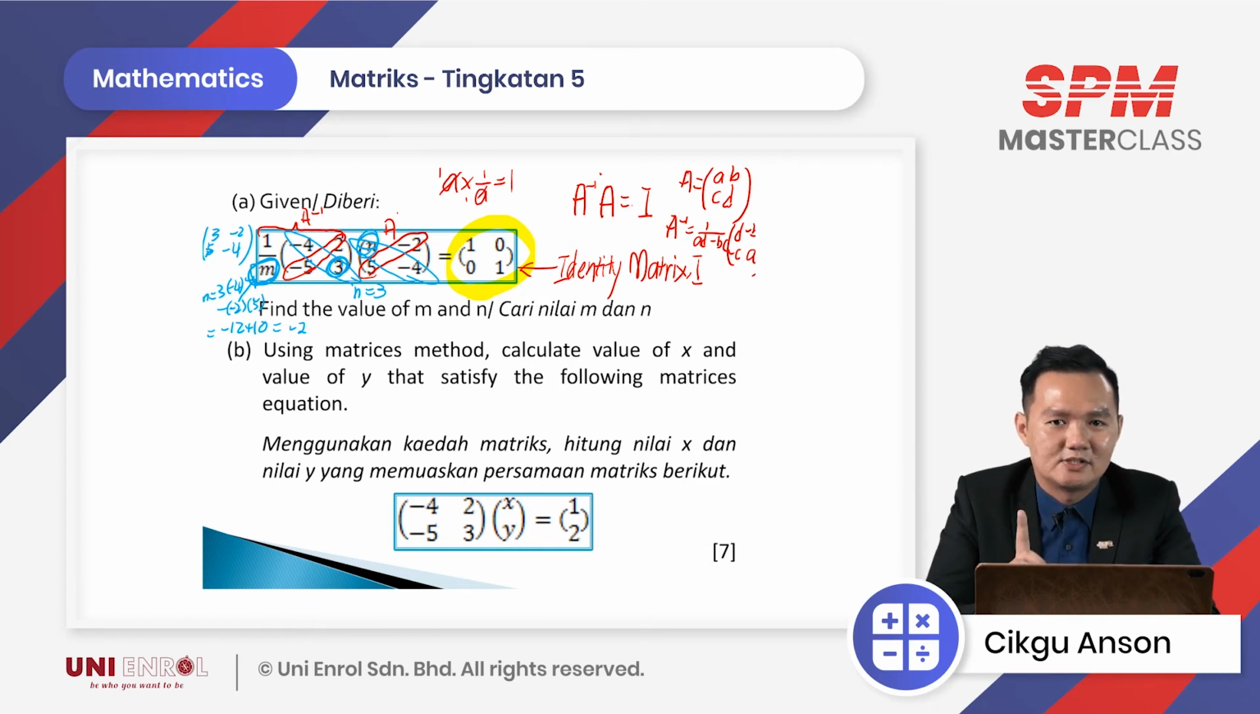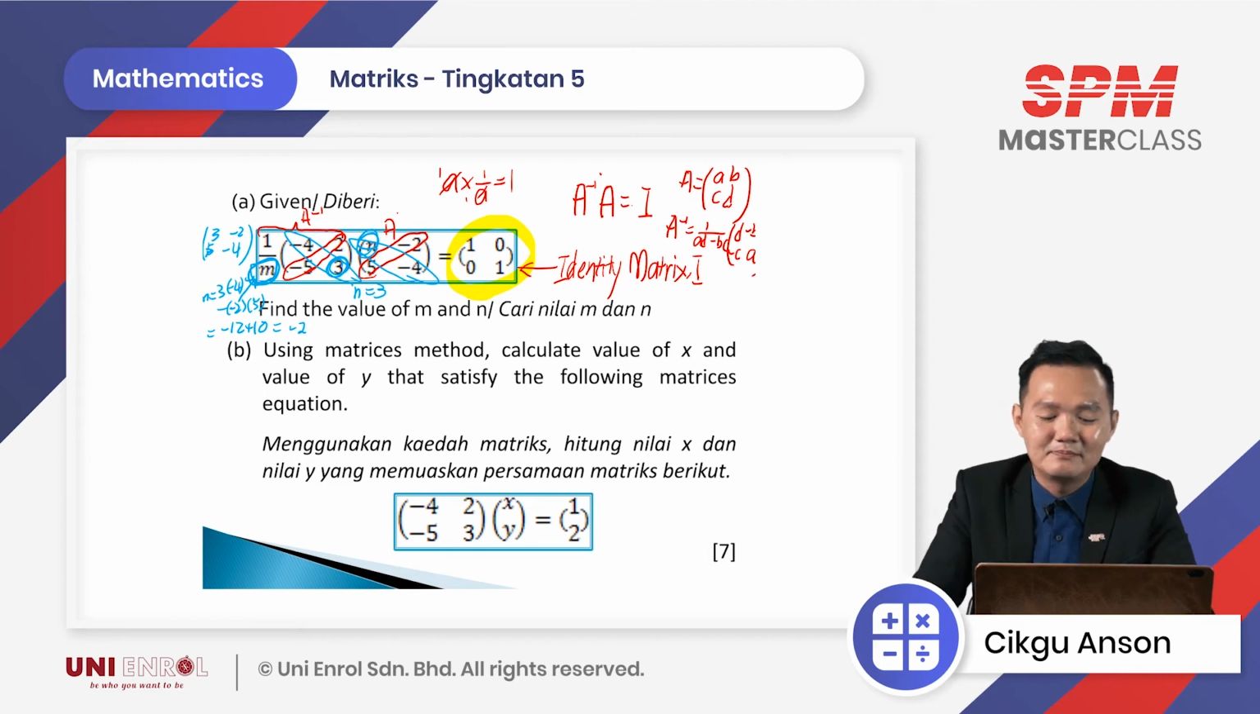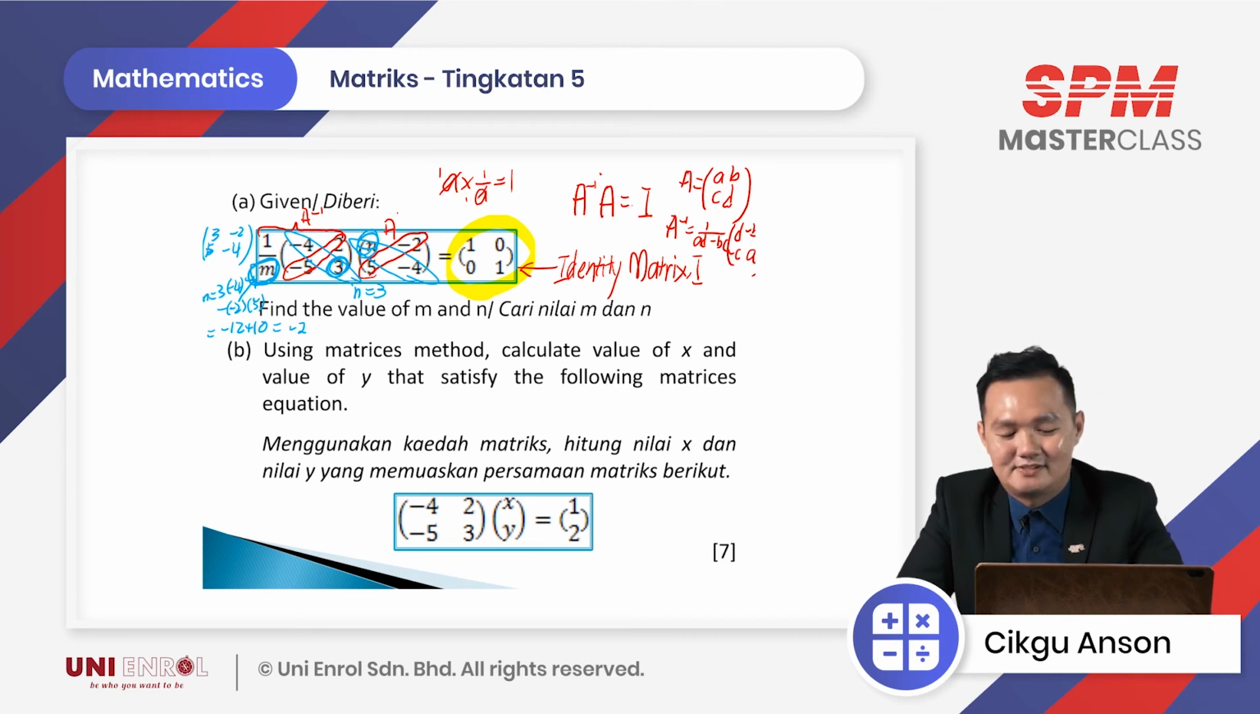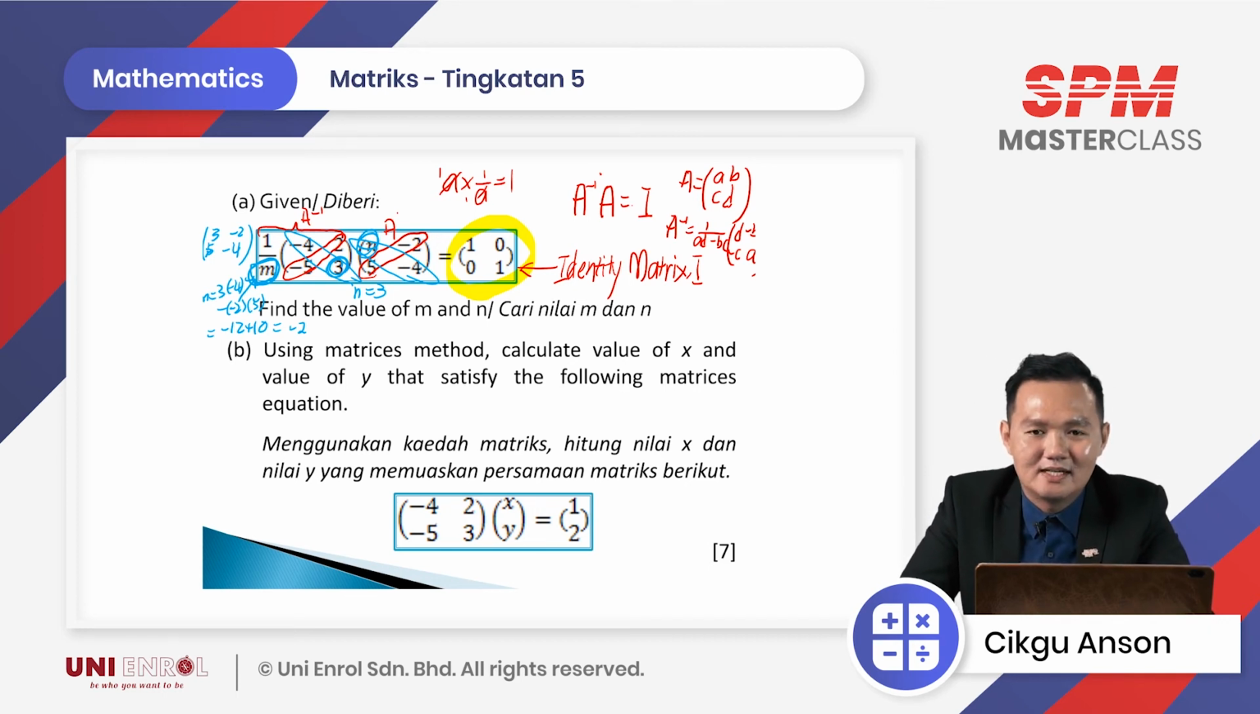No simultaneous equation of elimination, substitution. Jangan guna kaedah penggantian atau penghapusan ya. Guna kaedah matrix. So sekarang soalan B, macam mana nak dapat markah penuh 7 markah? Tengok sini. So how to get 7 marks, full marks? You have to solve the matrices equation. So -4, 2, -5, 3.